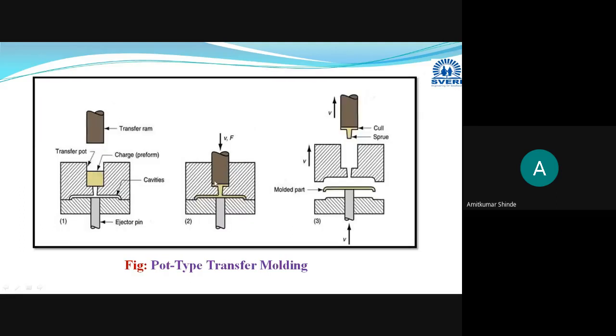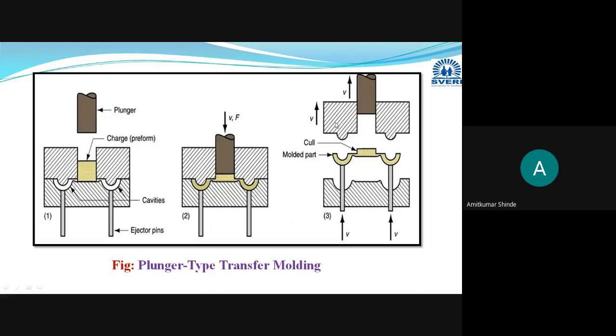The second difference is that in the pot type we use a three plate mold. On one plate the press or plunger will be there, on the second plate the transfer pot and the gating system consisting of the sprue, and in the third plate the ejector pin arrangement. Here, it consists of only two plates. A two plate mold is used, and on the top plate only, the transfer pot, runner and gate arrangement along with the press will be there. All these will be on a single plate.